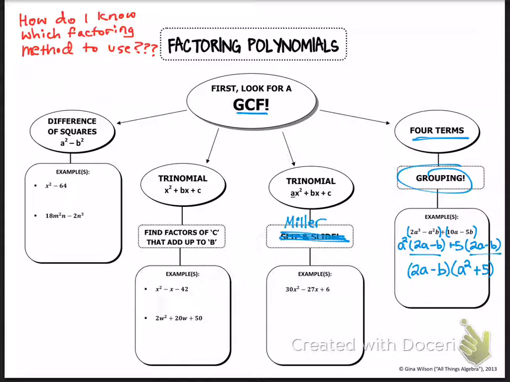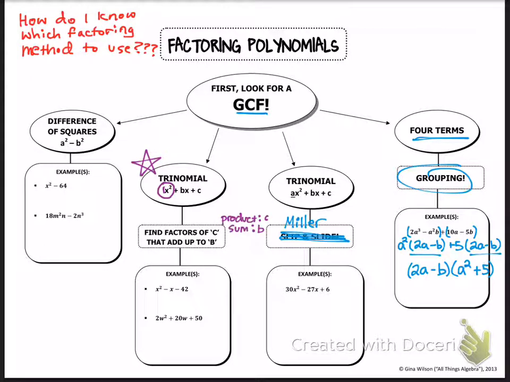First step, look for GCF. If you see 4 terms, then you're going to group. I'm going to go to this second column here. Look for a GCF. If you see a trinomial, but your first term has a 1 in front of it, or there's nothing in front of it, then all you're doing is finding factors of C that add up to B. So this is the product of C and the sum of B.